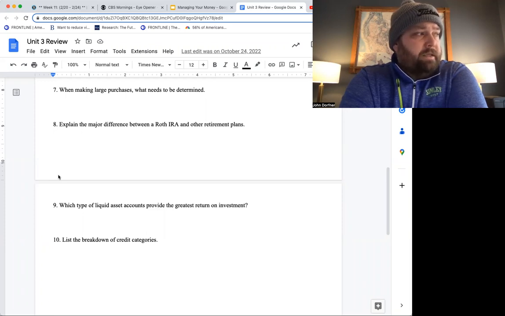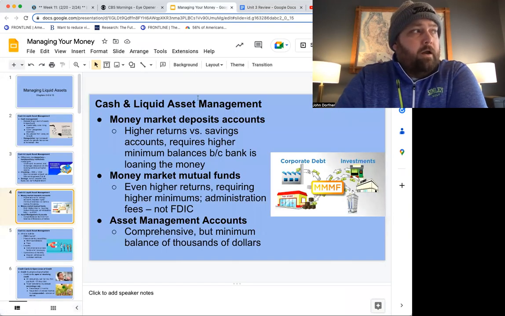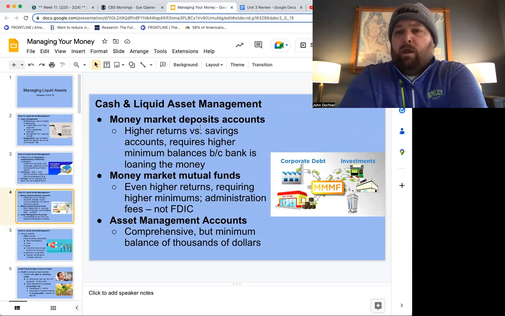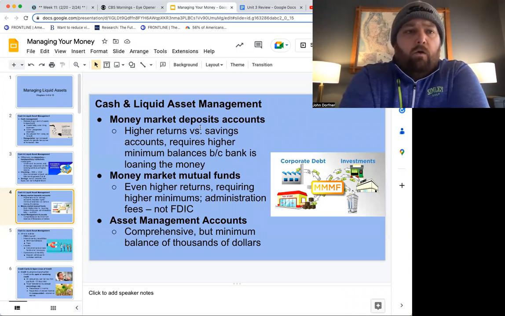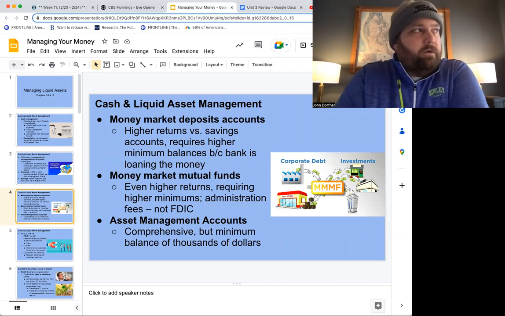Which type of liquid asset accounts provide the greatest return on investment? Again, this is going to be like your money markets, your mutual funds. These are going to be accounts that pay you the greatest amount of interest for your liquid assets in comparison to a checking account or a savings account.